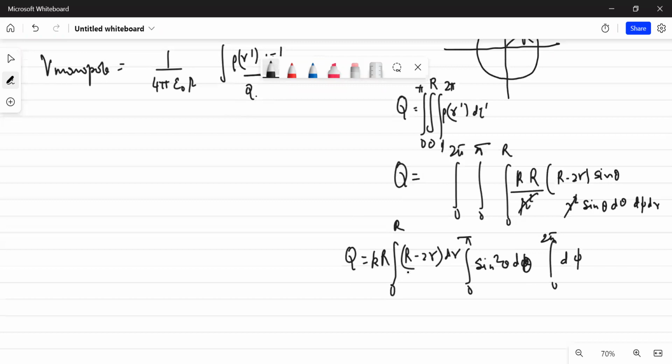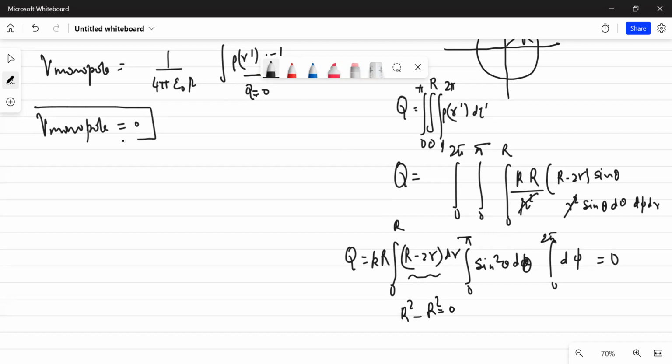it, the first term, if you integrate this first term, you'll get capital R times r, because R dr would give you R squared, minus R squared by 2. So this will be R squared, and this will be 0. So overall the total charge is 0. Since the total charge is 0, your monopole contribution would not exist. So the monopole contribution to the potential would be 0. Is that clear?